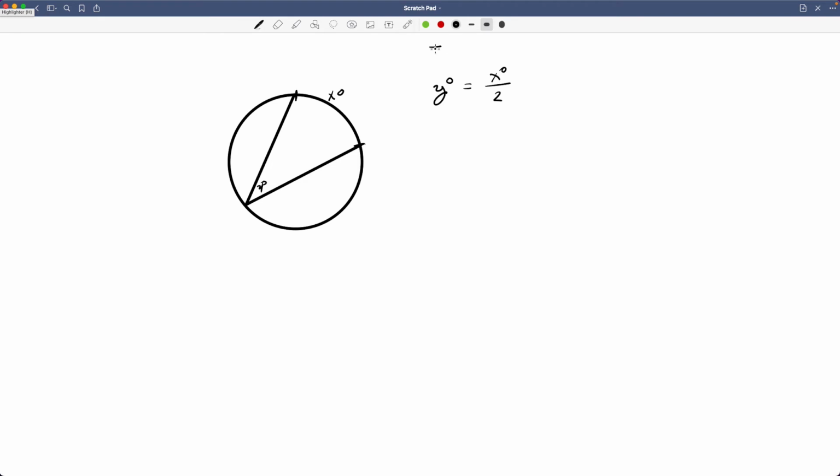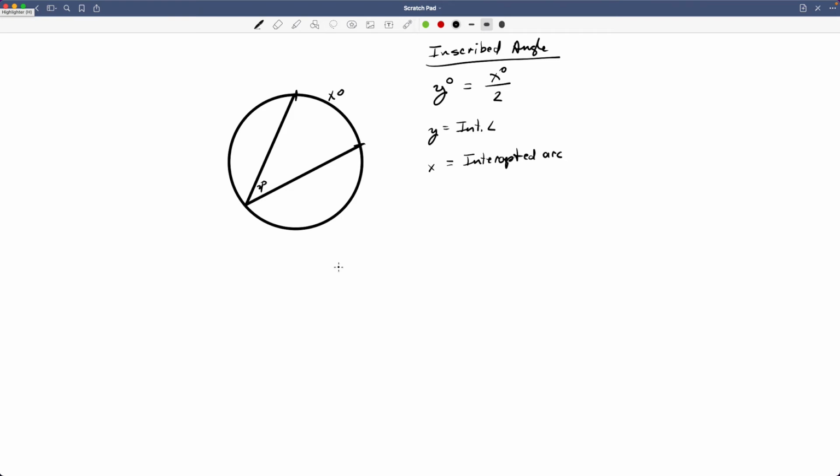This is an inscribed angle. And that is where y is equal to the interior angle and x is equal to the intercepted arc. So you can write this in the back of your notebook also. This is for an inscribed angle. That is the formula. y is equal to x divided by 2, where y is equal to the interior angle, and x is the intercepted arc.